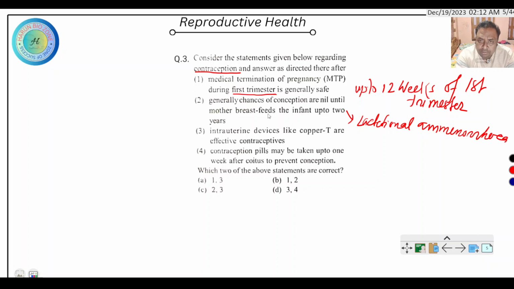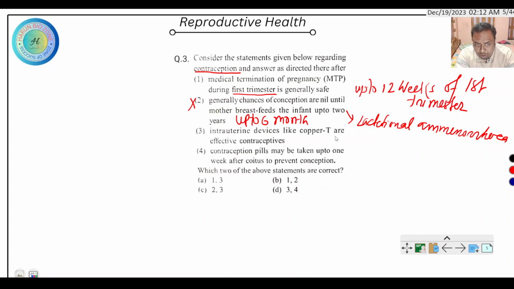What is the meaning of lactational amenorrhea? After childbirth, up to 6 months, while the baby drinks the mother's milk during the lactation period, there is no pregnancy. That is called lactational amenorrhea. So this is a wrong answer.